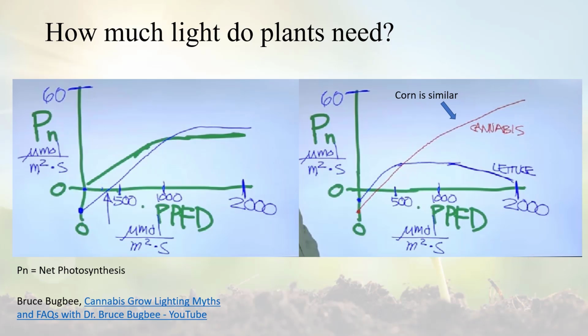But like I said, there are variations based on species. Some species require less light, such as lettuce, and you can see that with lettuce, around 500 is where you're going to maximize. And if you start to get too much, you can see a decrease in photosynthesis. But other species respond much better to increases in light or light quantity. Cannabis is an example, or corn, where they can take in a lot of light, and by supplying them with a lot of light, you can really maximize their growth.